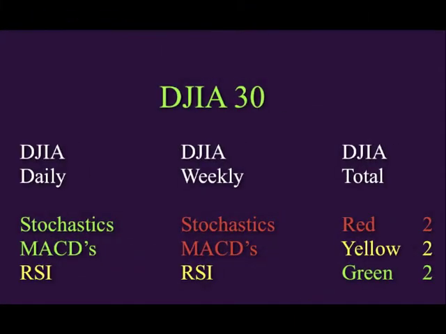And so summing things up for the Dow Jones Industrial Average, we analyzed daily charts and the weekly charts. And we found on daily charts, stochastics and MACDs were positive. We gave them a green mark. Relative strength index was neutral. We went ahead and gave that a yellow mark.